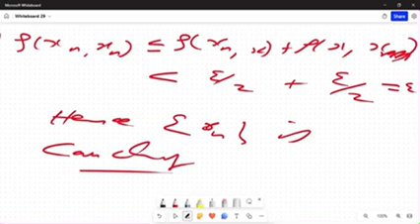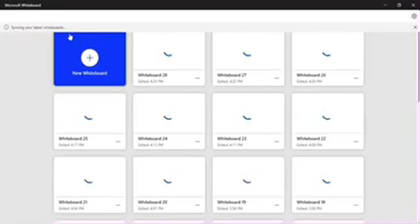You started with the fact that the sequence is convergent. You ended up showing that the sequence is Cauchy. So every convergent sequence is what? Cauchy. Okay? Let me give one more result, and then we can proceed from there.